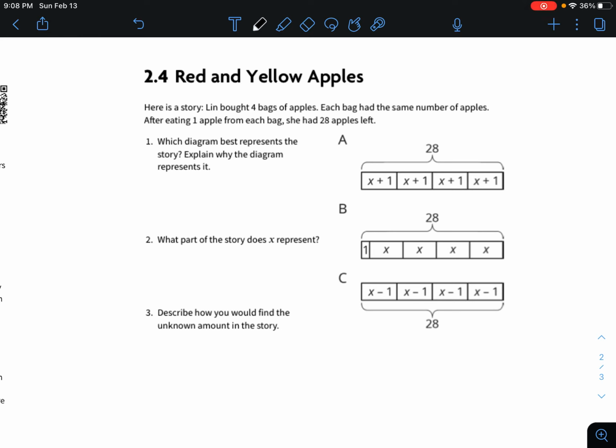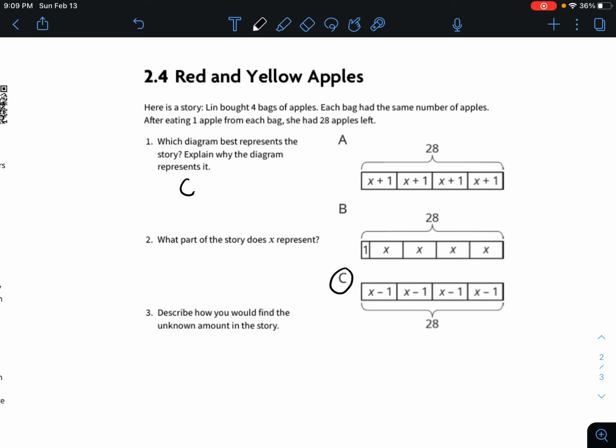Okay, so all of them say that the total length is 28. All right, so 28 is the apples left, so it's not the amount that she started with. So the only one that has subtraction is going to be C. So C is your tape diagram, because each bag has X amount of apples, and each one, Lynn eats 1 apple. And so when you eat something, that's taking away from what was in the bag. So the only one that shows takeaway would be subtraction, and that's why it would be C.